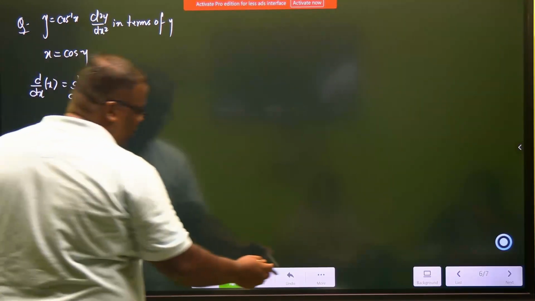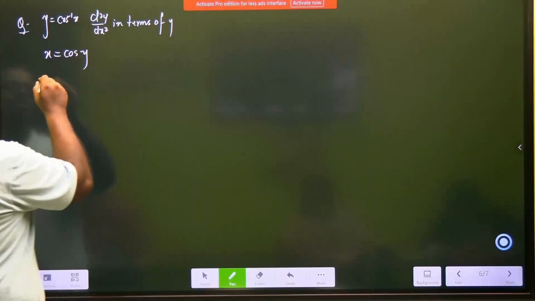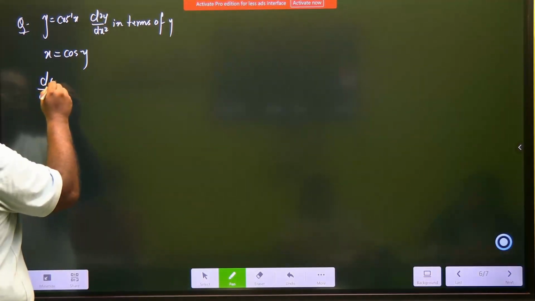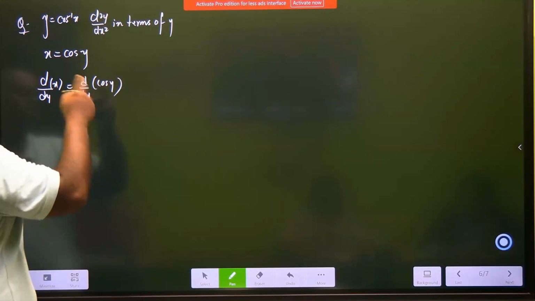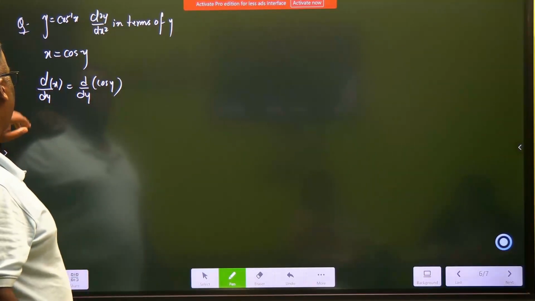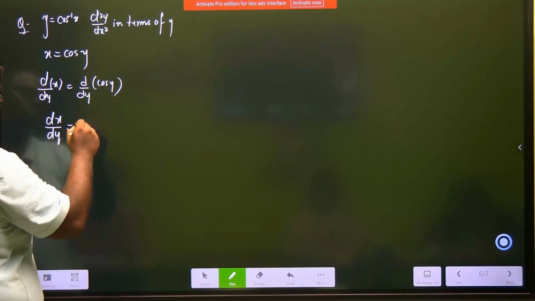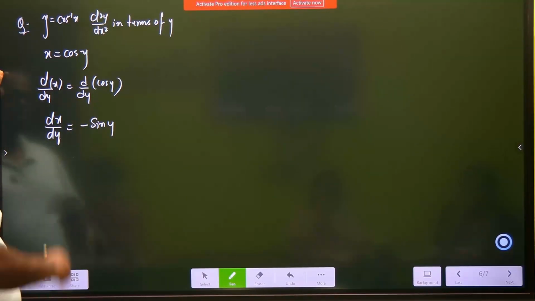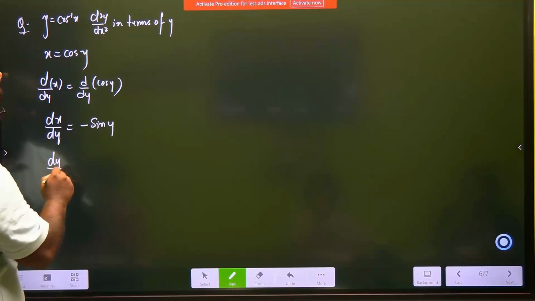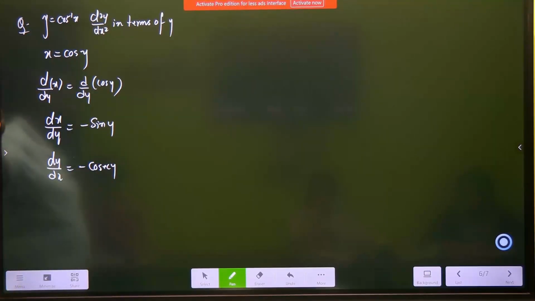Differentiate both sides with respect to y instead. d/dy of x is equal to d/dy of cos y. So I get dx/dy is equal to minus sin y, and I can write dy/dx is equal to minus cosec y. If I invert it, I think the job has now become easy.